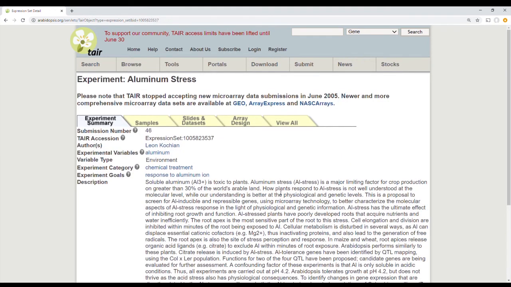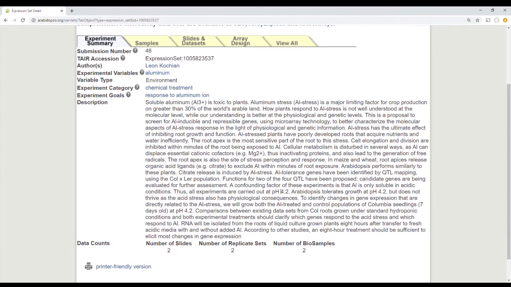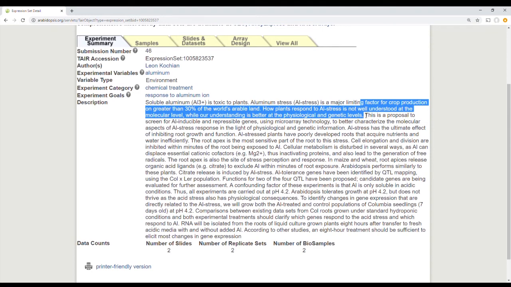So soluble aluminum 3+, a specific aluminum cation, is toxic to plants. So Al stress is a major limiting factor for crop production on greater than 30% of the world's arable land. How plants respond to Al stress is not well understood at the molecular level.